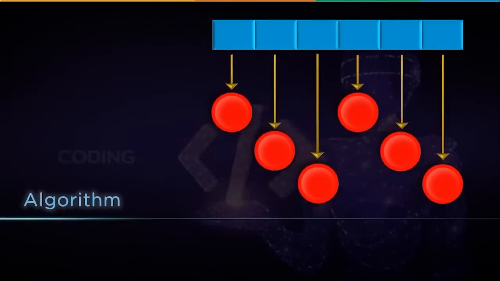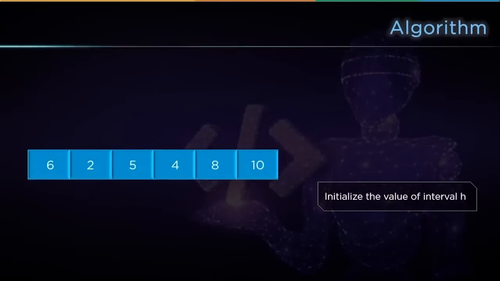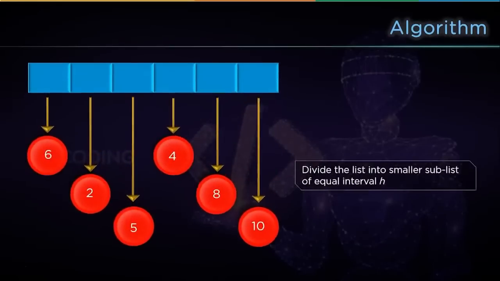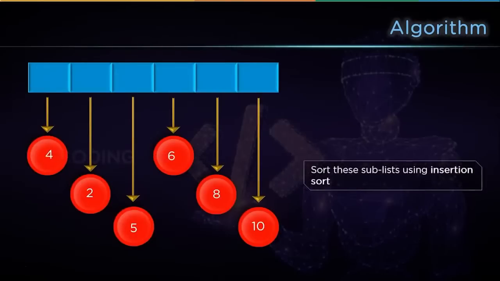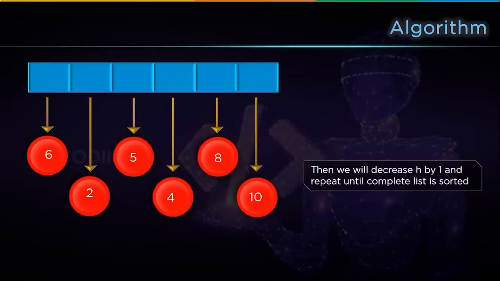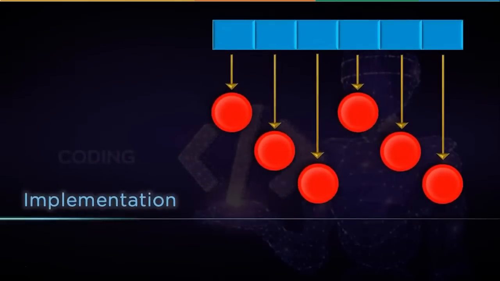Now let's discuss the algorithm of shell sort. Let's say we have an array. We will initialize a variable h. This h will represent intervals. Then we will divide this array into h intervals. It will create some subarrays. Then we will apply insertion sort on these subarrays. After that, we will reduce the interval h by 1. Then we will repeat this process until h counts down to 1. We have now introduced shell sort and its algorithm. Now let's try to implement this algorithm in the code editor.